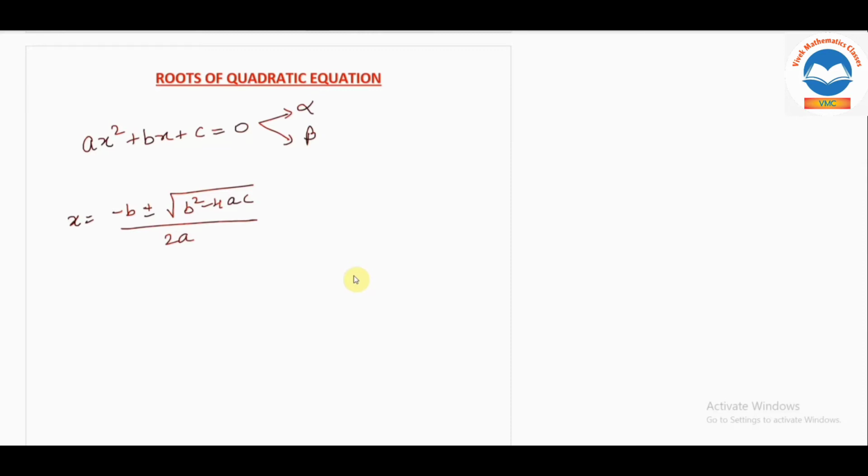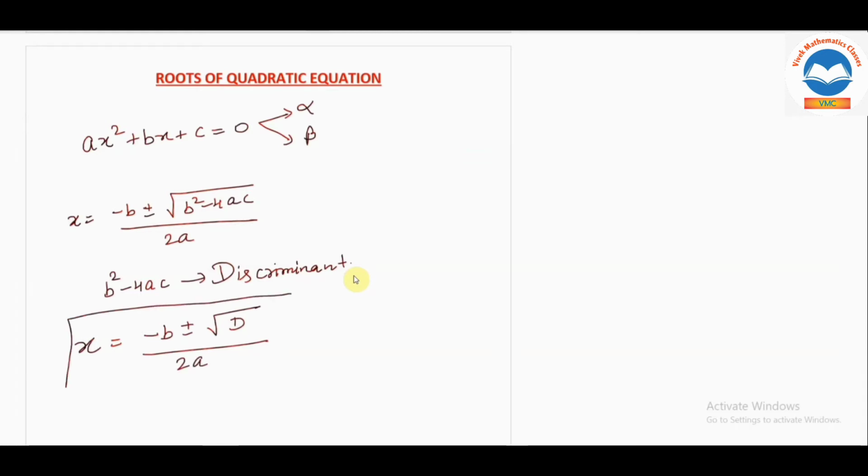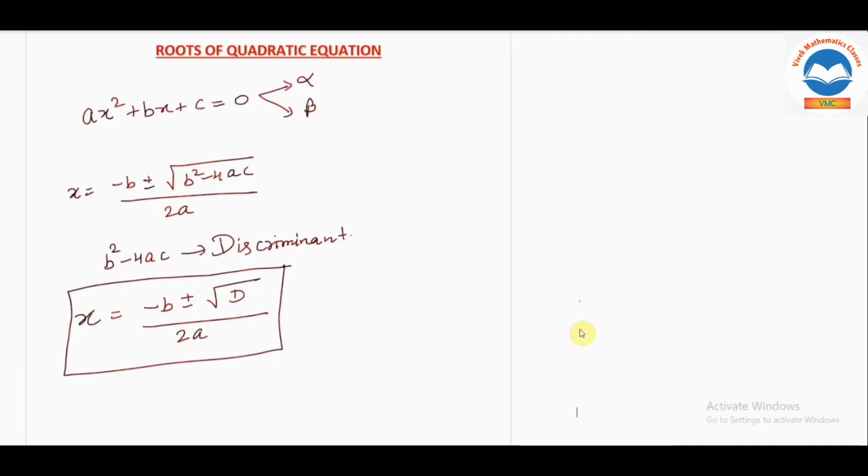This b square minus 4ac is known as the discriminant, D. So in place of b square minus 4ac we can write D. So our formula will be x equal to minus b plus or minus root of D divided by 2a. We know all the things, where a is the coefficient of x square, b is the coefficient of x, and c is the constant term or absolute term. So this is the method to find roots of a quadratic equation. Two roots will be there, one let's say alpha, other will be beta.